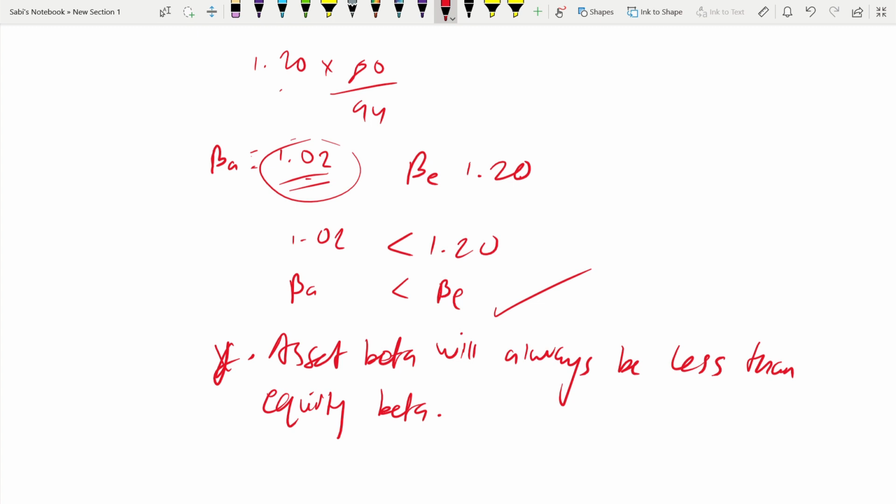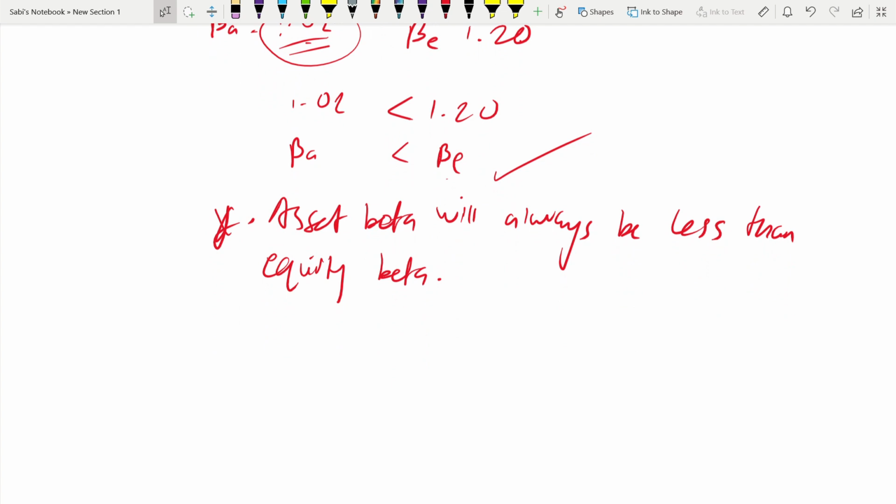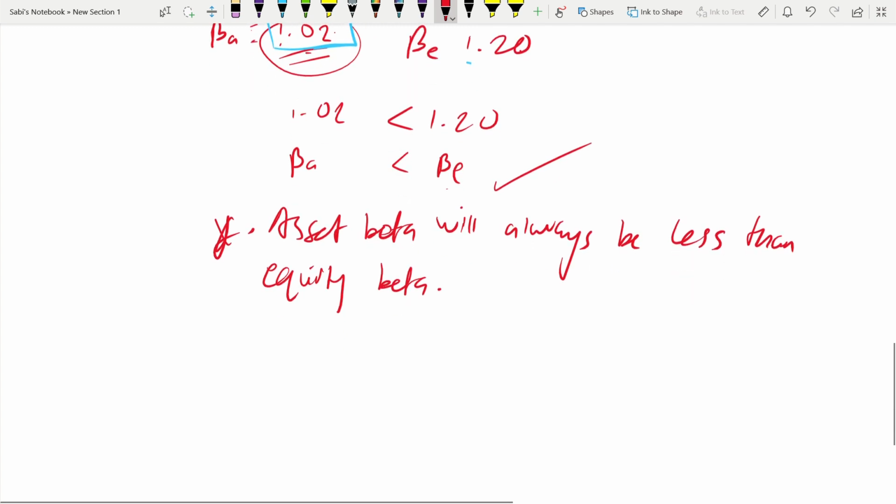If you know this, you can never go wrong, because you will always check whether what you have calculated is less than what was given to you. So this is correct, 1.02 is less than 1.2. Why? Because asset beta includes only business risk, so it should be less. Equity beta includes both business and financial risk. I will highlight this answer and keep it in the box so that later I can use it. Now using that 1.02, you need it. Hold it. It's not over, guys. We have the manufacturing industry.